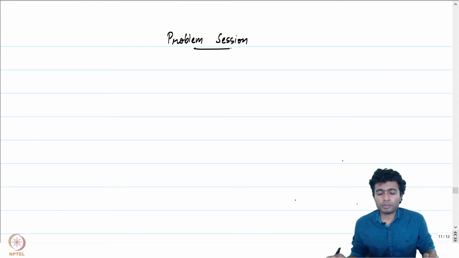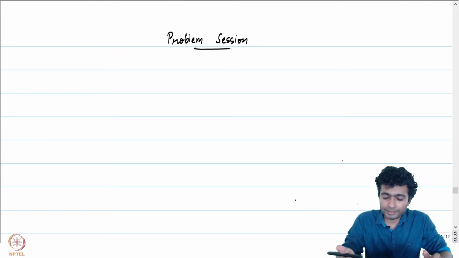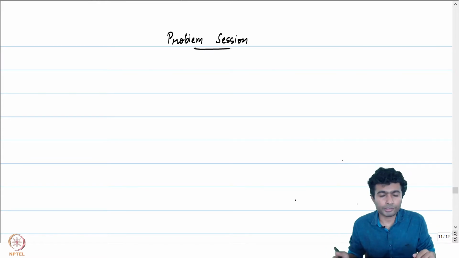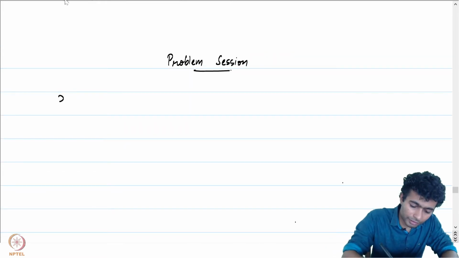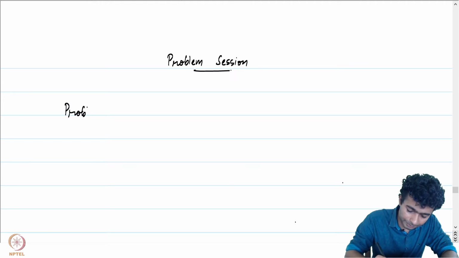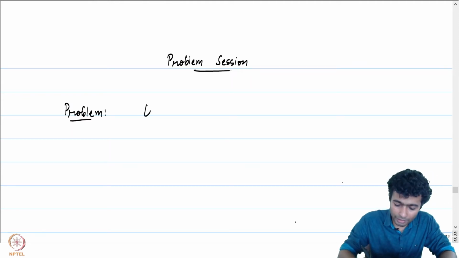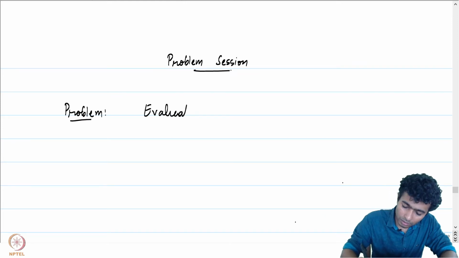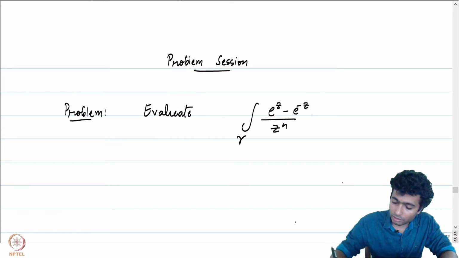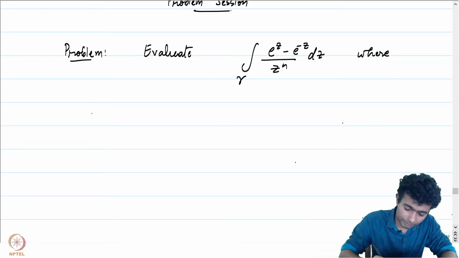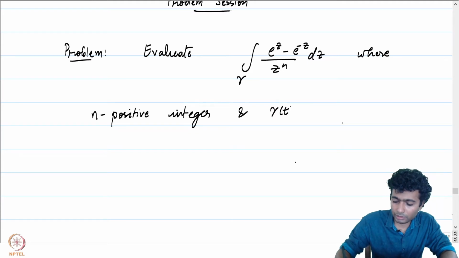Let's now solve a few problems based on Cauchy integral formula and some of its very powerful corollaries. So, the first problem is to evaluate the following integral. Evaluate the integral of e to the power z minus e to the power minus z by z to the power n over gamma, where n is a positive integer and gamma is the unit circle.